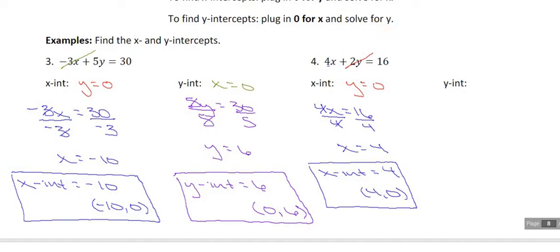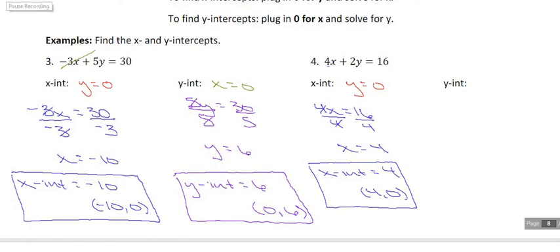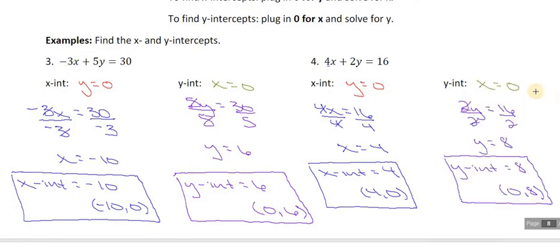Okay, now we want to pretend that we're back where we started with the original equation. I'm going to undo that. So if we want to find the y-intercept, what do we need to do? Plug in 0 for x, meaning make x go away, solve for y. What is your y-intercept?